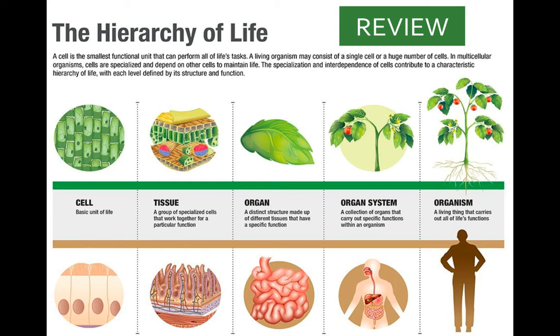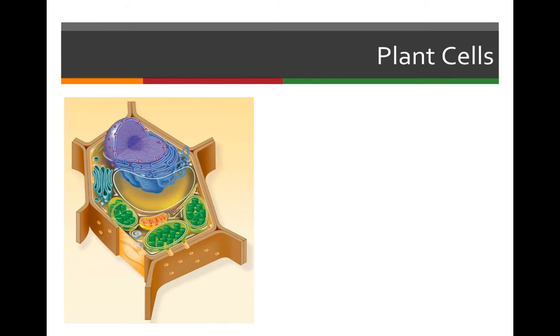So the same thing happens in plants. We're familiar with it in humans, right? We have the heart, which is part of the circulatory system, different organs. Okay, so plants also have organs and organ systems. So that's what we're going to look at. So let's start with the cell.